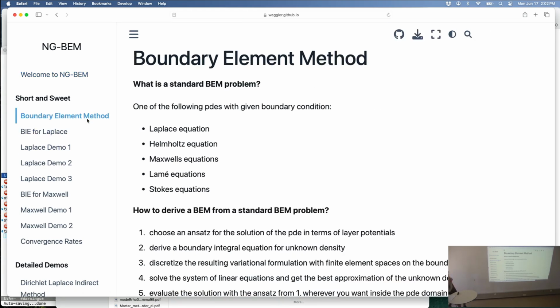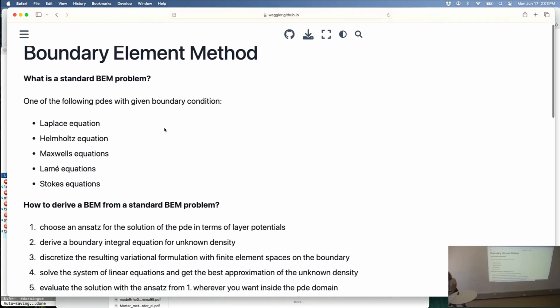This morning we heard a lot of finite element methods. It's only finite element methods today, and now we have the little brother of the finite element methods: the boundary element methods. I'm not sure how many people have used this method so far, so I want to go really quickly over the steps that you need to use for a boundary element method.